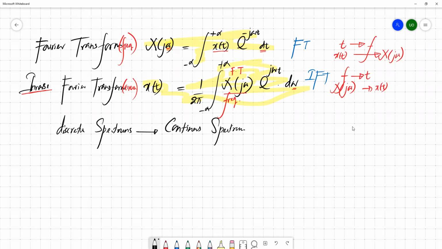Okay, so this is the major difference. With Fourier series, you have discrete spectrums. If you have Fourier transform, you have continuous spectrums. This is the major difference if you are dealing with continuous time signals. If you apply Fourier series, you will end up with a kind of discrete spectrum. If you apply Fourier transform, you basically get the continuous spectrums. Okay.